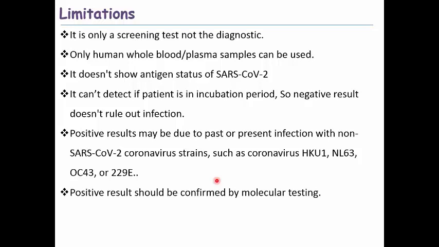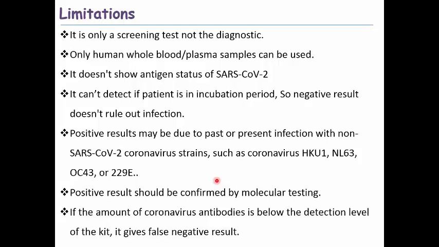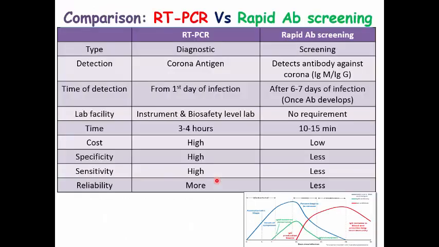A positive result should be confirmed by molecular testing. That is the ideal thing. If the amount of coronavirus antibodies is below the detection limit of that particular kit, then it gives a false negative. So again, it can just be used as a bulk testing screening test. It cannot be used as a diagnostic. So just summarizing, what is the difference between RT-PCR and rapid antibody screening? RT-PCR is considered a diagnostic test, whereas rapid antibody screening is a screening test.